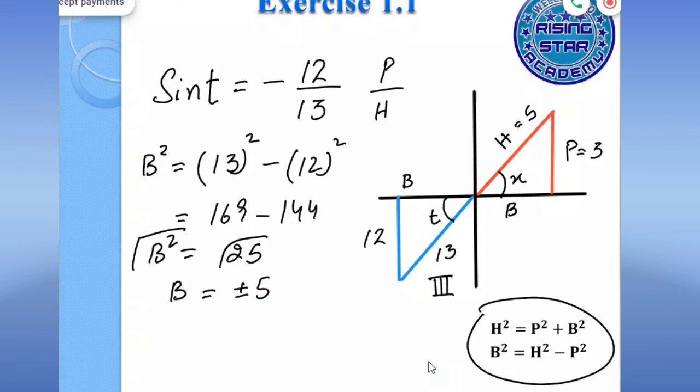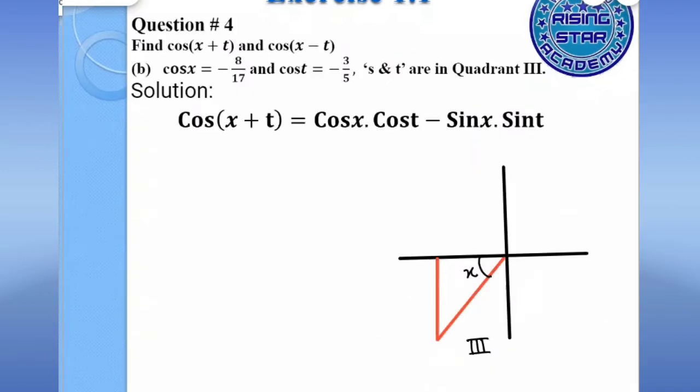So we need to find cos of t. So cos of t is base over hypotenuse. So base value is 5, the hypotenuse value is 13, but we know in the third quadrant cos is negative, so we will put the negative sign with it. So here is our second method, using the ratios to find the value of sine t and cos t. We'll put the values in the same way in the identities to find the final answer.